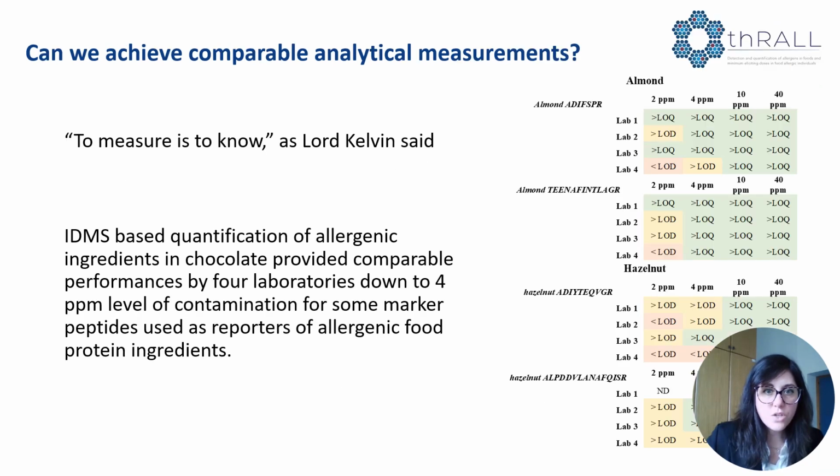So, can we achieve comparable analytical measurements? Yes, we can, when the analytical method is well developed. The isotopic dilution mass spectrometry-based quantification of allergenic ingredients in chocolate, for example, provided comparable performances by 4 laboratories down to 4 ppm level of contamination for some of the marker peptides that were used as a reporter of allergenic food protein ingredients.